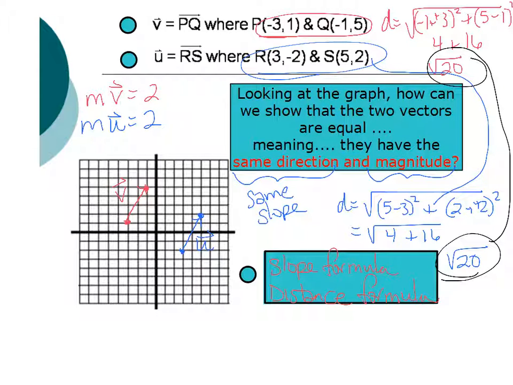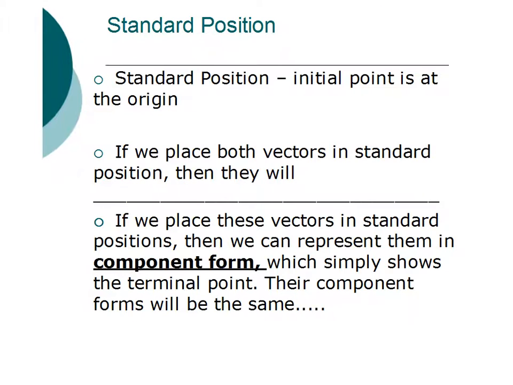On your homework then, they're going to ask you to show that the vectors are equal. It probably implies they are going to be equal, but you have to show it by doing the slope formula and doing the distance formula and showing me that you get the same thing. If you get something different, then that's going to tell you that they are not equal vectors. Now, that's a little bit time consuming to go through all that work to show that they are equal.